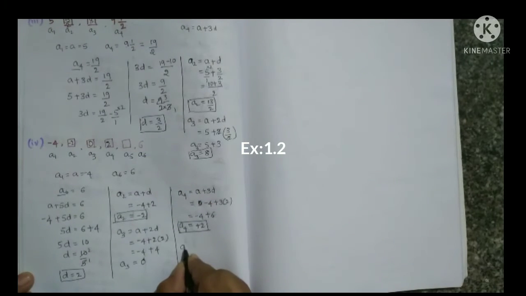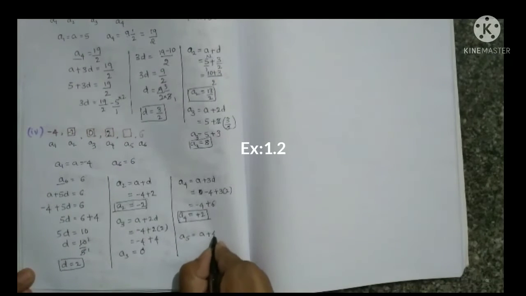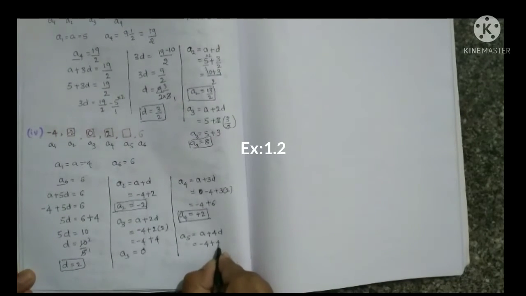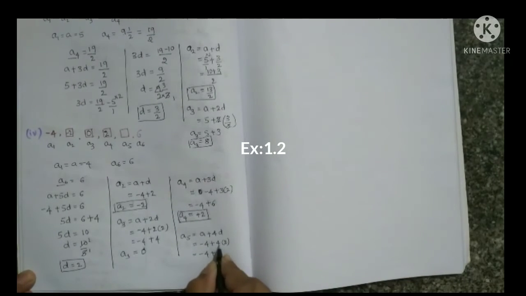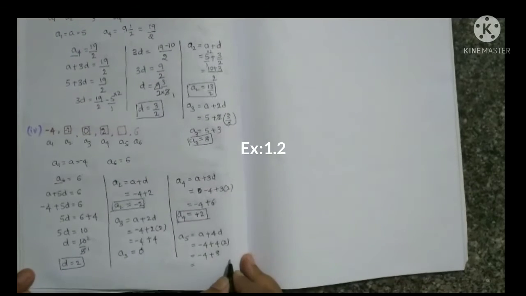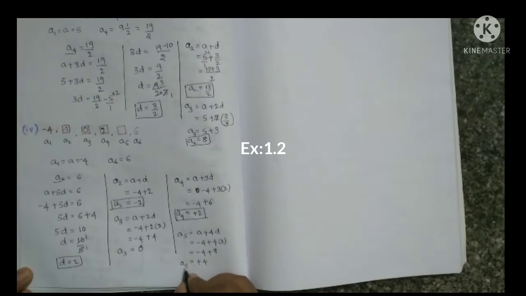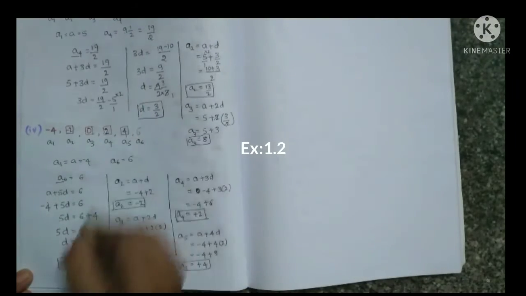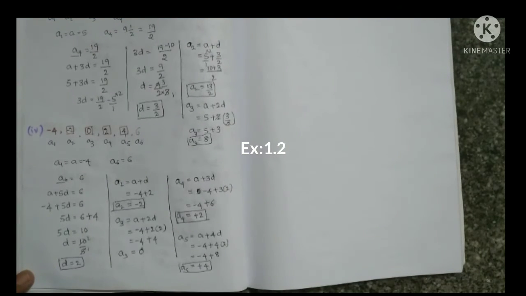Next, A5 equal to A plus 4D. So the A value is minus 4 plus 4 into the D value, which is 2. So minus 4 plus 4 twos are 8. Now minus 4 plus 8. The bigger number contains the plus sign, so plus 4 is A5. Like this we have to find it. So we got A2, A3, A4 and A5. Like this we have to find it.